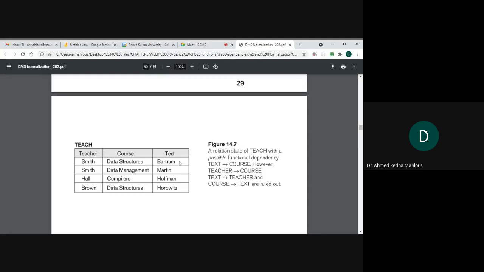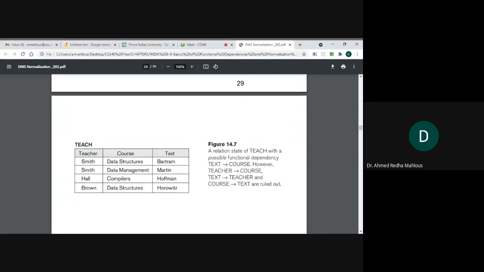Why? Because the text can be repeated. If I tell you I have a text by Martin, can you tell me the teacher? No. Because you need the teacher attribute. For instance, if you look at Smith, we have two teachers with different texts. I cannot tell you exactly what the course text is. I cannot tell you exactly what they are.